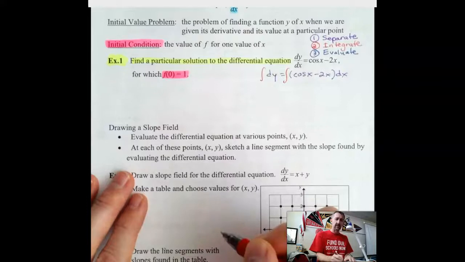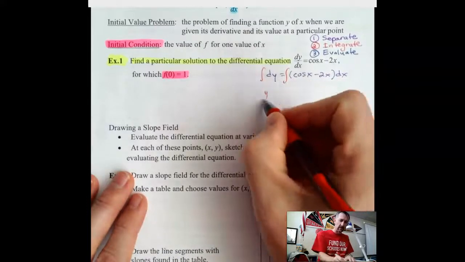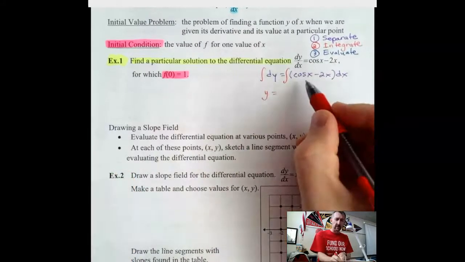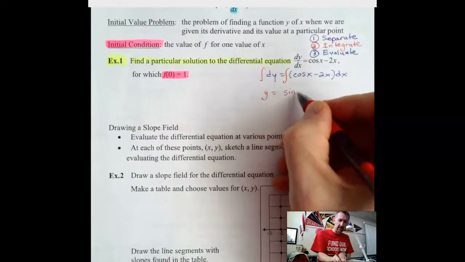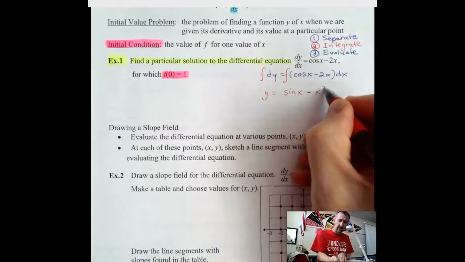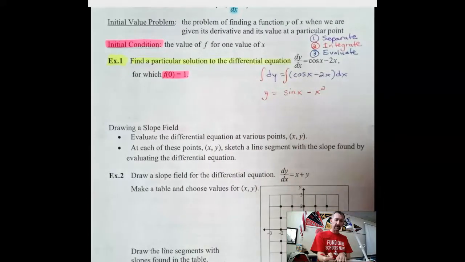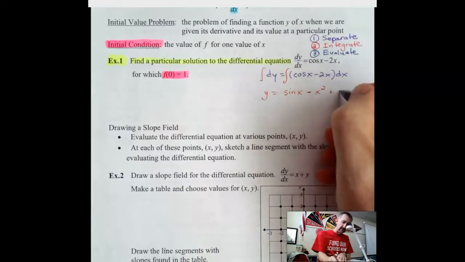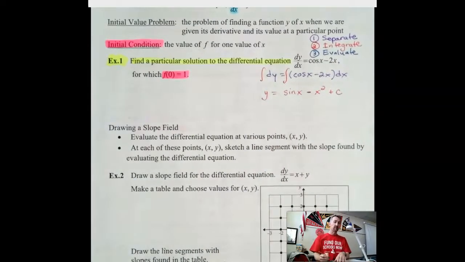And then step 2 is going to be integrate. So if we integrate dy, we get y. And if we integrate this, we're going to get sine. And if we integrate that, we're going to add 1 to the exponent and divide by the new exponent, and that'll take care of that. And then don't forget the plus c, don't forget the plus c. You're going to lose a lot of points if you forget the c. All right, so that's integrate.